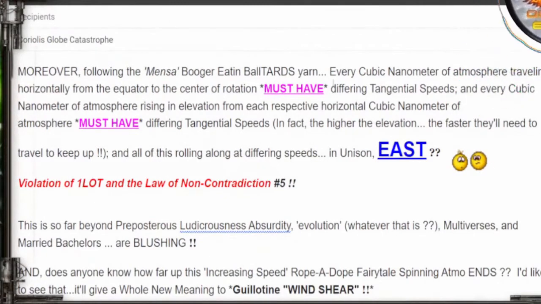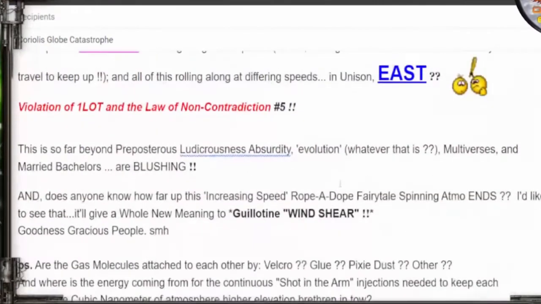Well, you guys are really on a roll now. This is so far beyond preposterous ludicrousness absurdity. Evolution, whatever that is, and yes, I'm still laughing, multiverses and married bachelors are blushing.